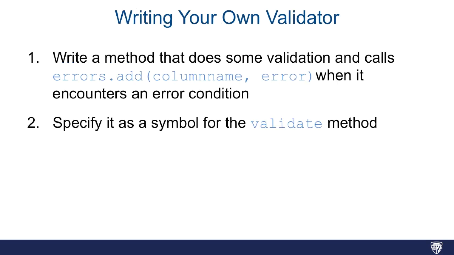Now, if none of these fit your needs, you could always write your own validator. And the way you do that is you write a method that does some validation, and as part of that validation calls errors.add with a column name and error, as we're going to see in a minute. And then you specify it as a symbol to the validate method. Now note, in this case, it's not validates with an S, but just validate.